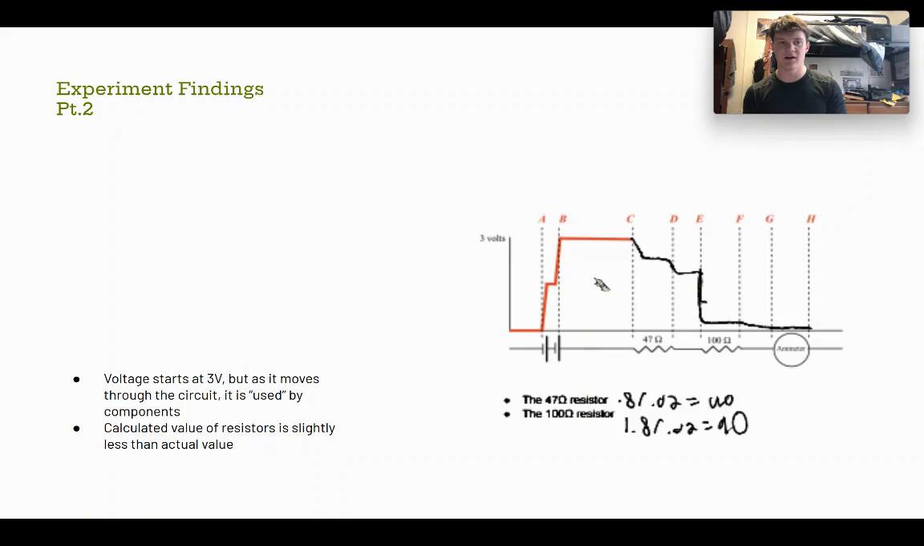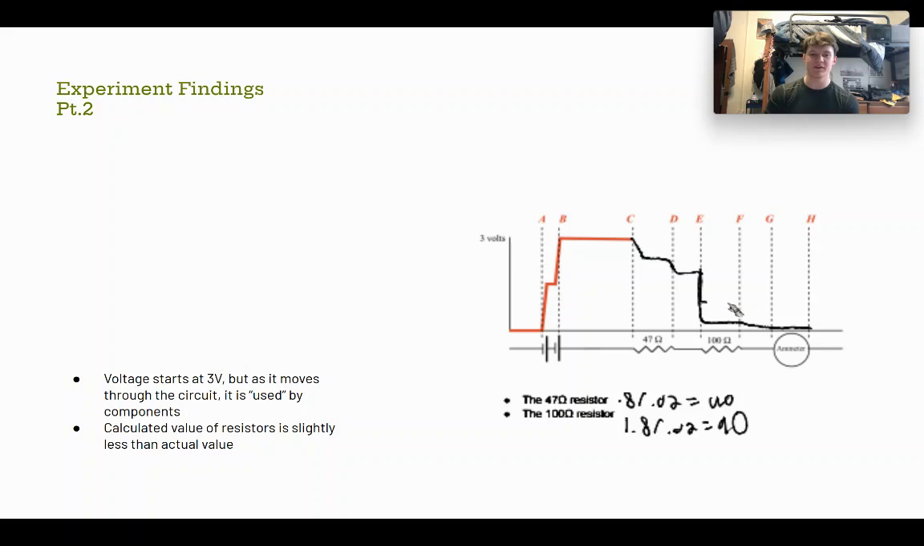For the second part of this experiment, we're modeling the voltage over time, and so the voltage starts at 3 volts as it moves across the battery. Then it's kind of used by the components. So as it goes across the first resistor, it drops about 0.8 volts. Then as it goes across the second, it drops about 1.8 volts. Then it goes back to zero. And we're kind of just ignoring the resistance of the battery, or of the wires in this case.